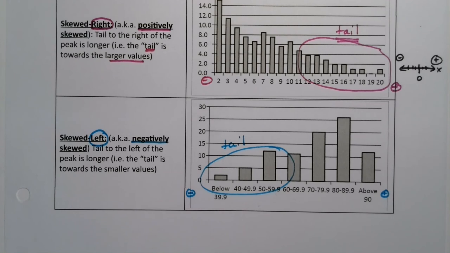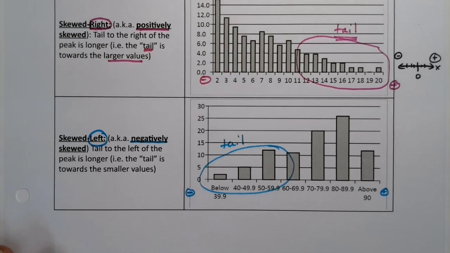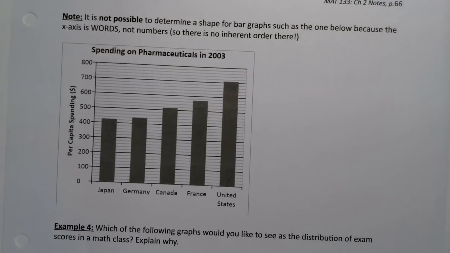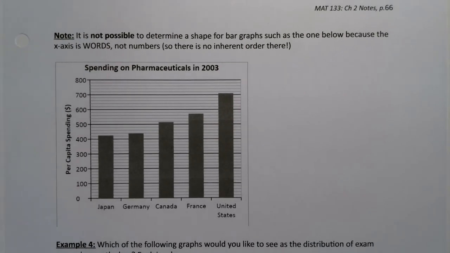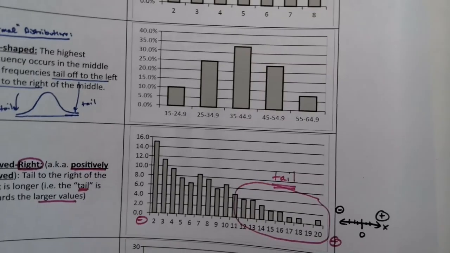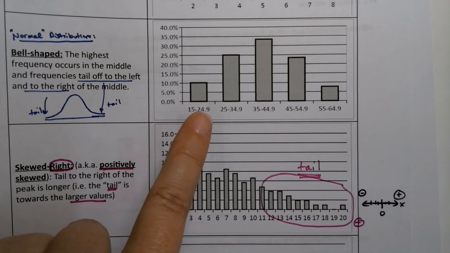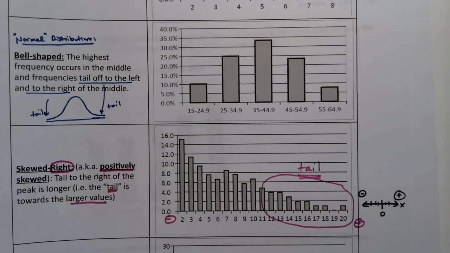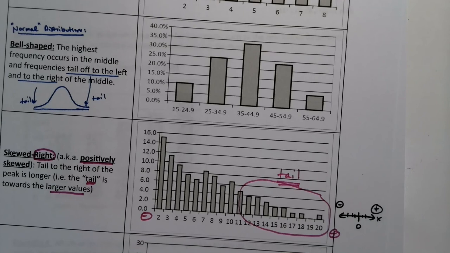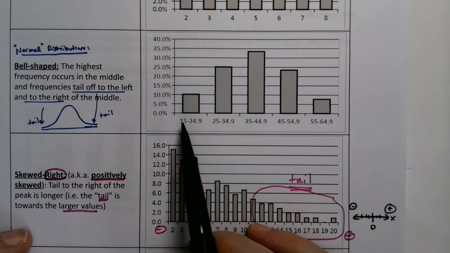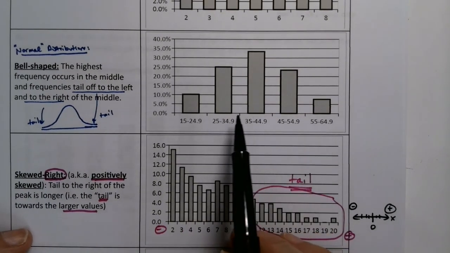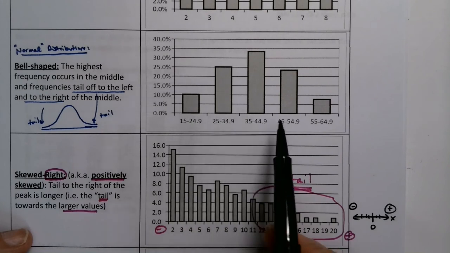All right, now there are a few things to keep in mind. Let's just go to the next example and you'll see. It is not possible to determine the shapes for bar graphs such as the ones below because the x-axis is in words. Now, if you look back here at all of these, they all have numbers. Technically, their bars should touch. I wasn't able to do that when I was making these notes. Maybe I'll fix that in the future. But the bars should be touching right here. See, like that? These are numbers.